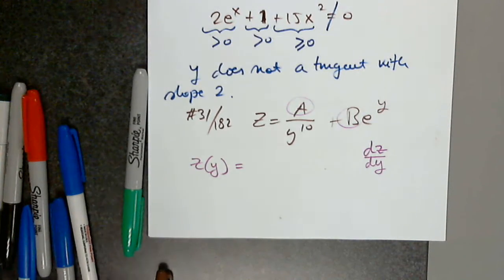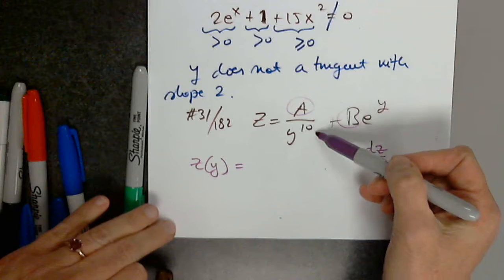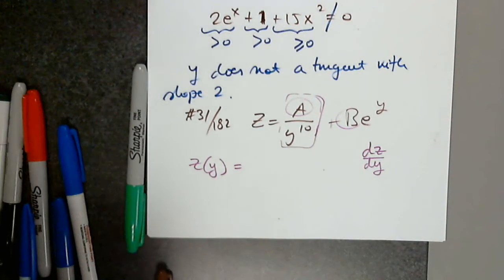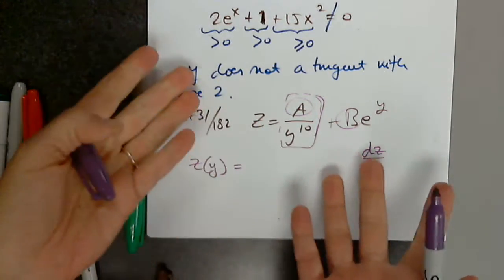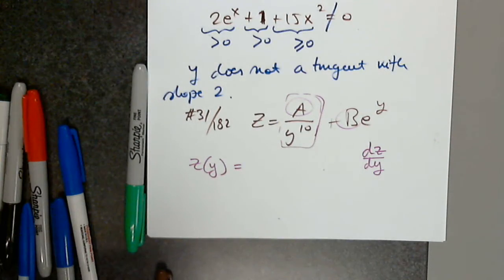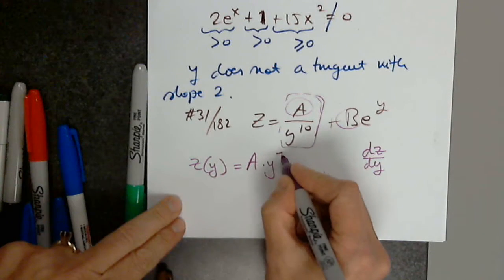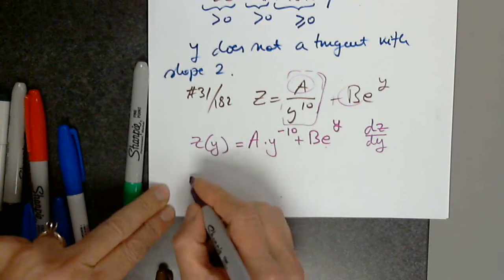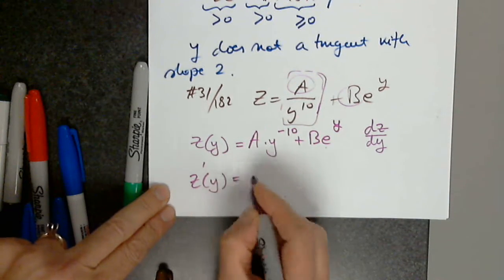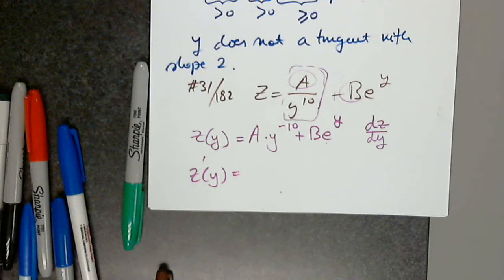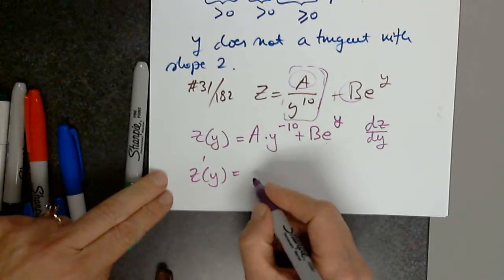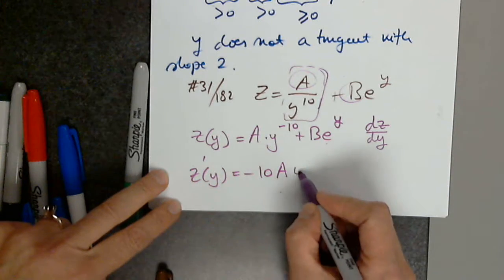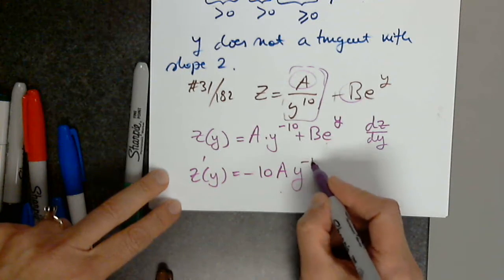Good, perfect. So what I recommend here is changing this before you start differentiating into what? What is the other option for this fraction? Excellent. Very good. So plus b e to the y. That's a good choice. So then z prime of y would be negative 10a y. Very good.